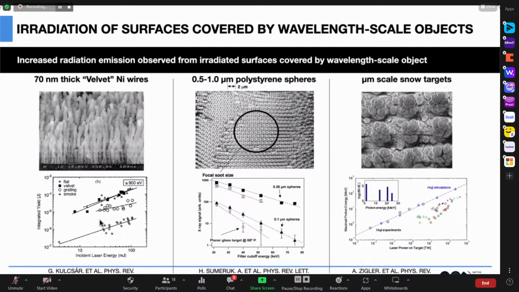The examples of the results below show either the absorption of laser energy, or the emission of X-rays, or the emission of protons. I'm not sure if you can see my pointer. But all of those are showing the difference between a flat surface and a rough surface, and the characteristic is the same. There is more radiation emission, and the absorption is completely different when the surface is rough.